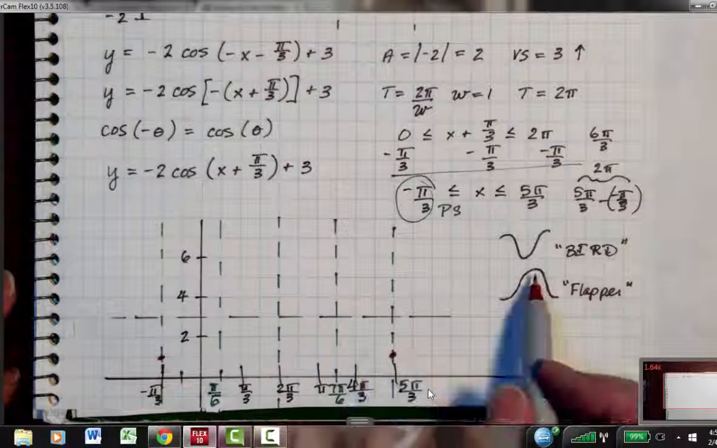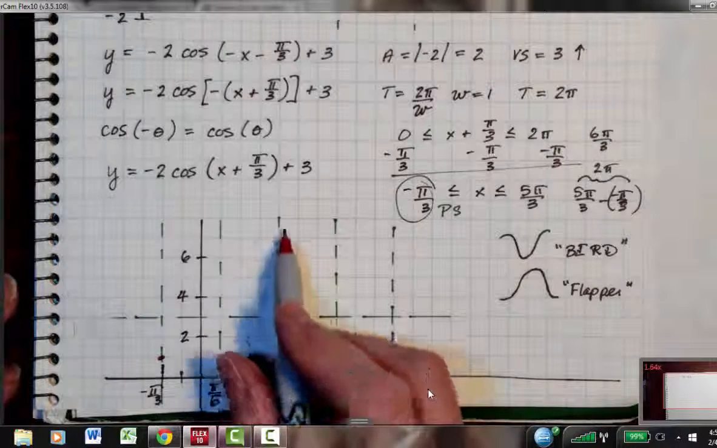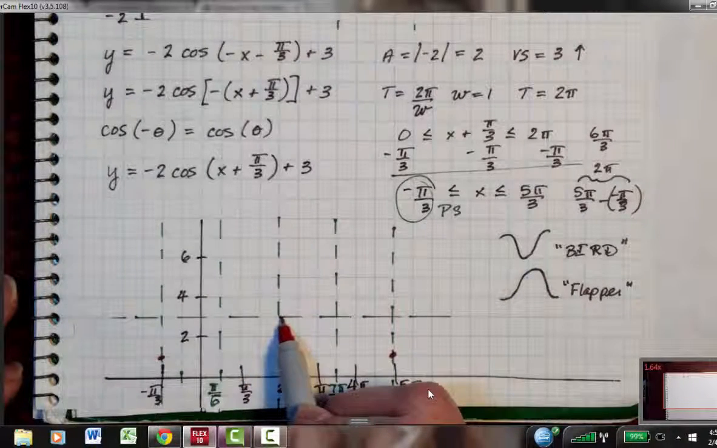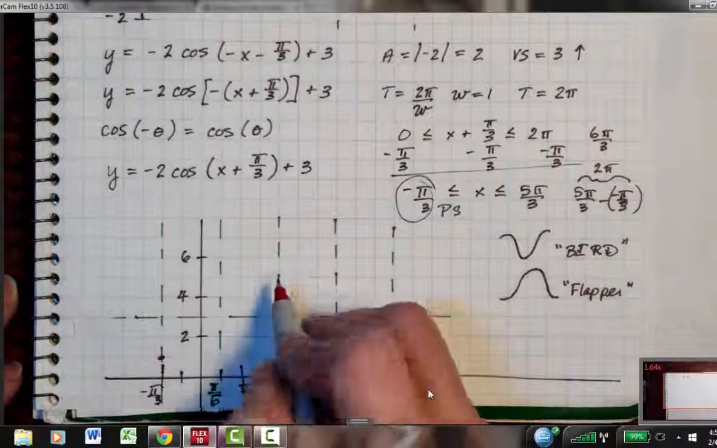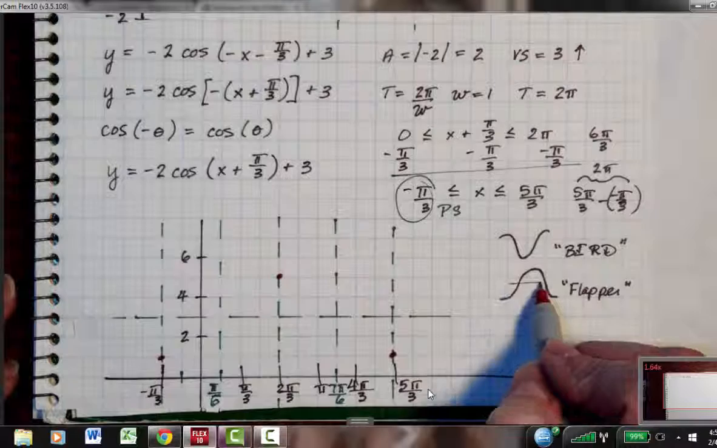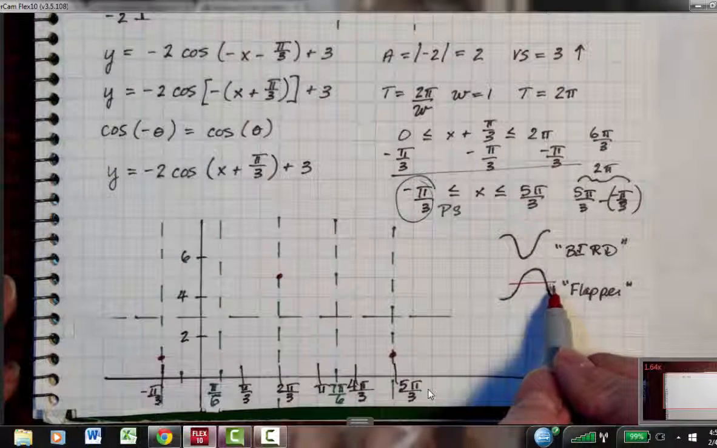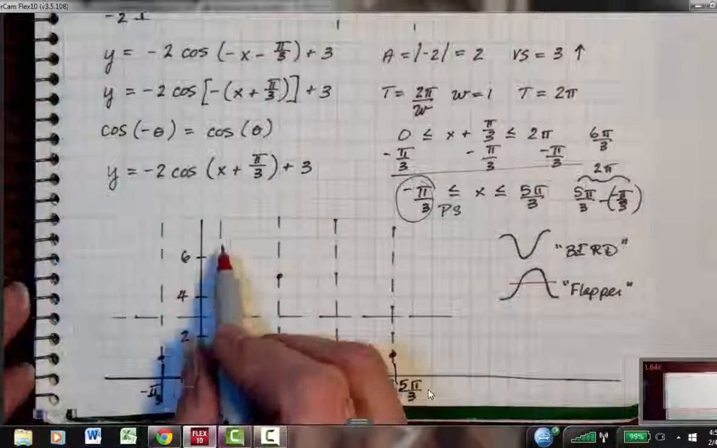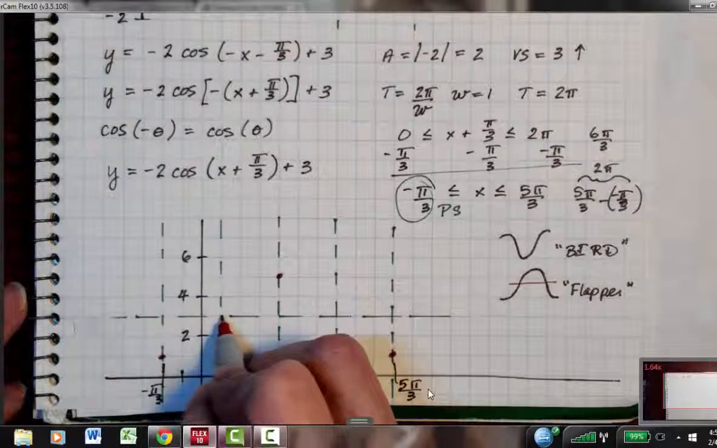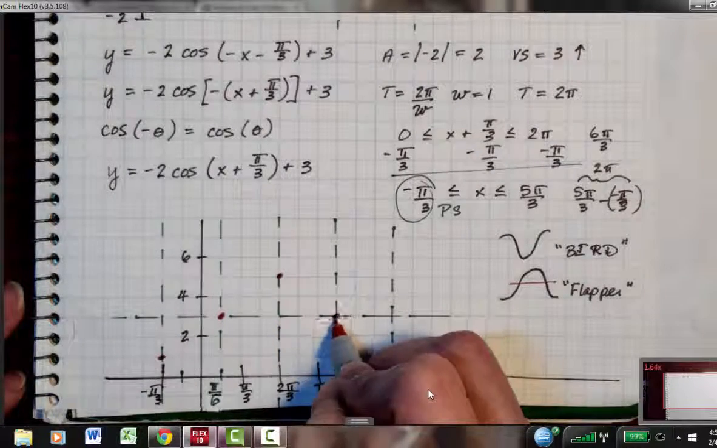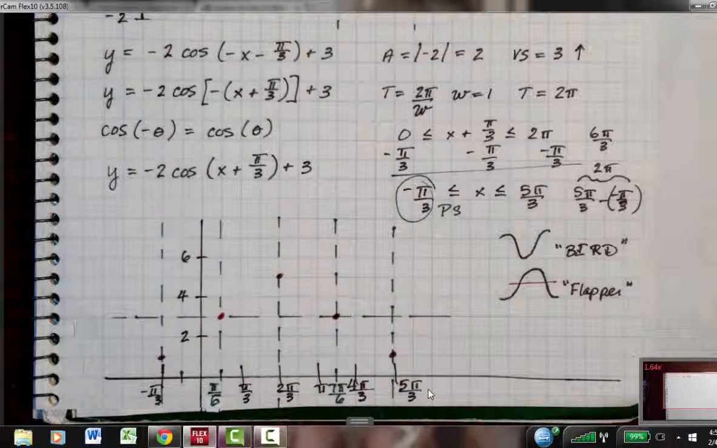Then my middle division, I'm going to be at a maximum. So from my vertical shift, I'm going to go up 2, 2. And then at my quarter points, I'm going to be at 0, or at the 0 line. In this case, the 0 line is my vertical shift. So at my quarter point, which is pi over 6, I'm going to be at 0. And at 7 pi over 6, I'm going to be at my 0, which is actually my vertical shift.